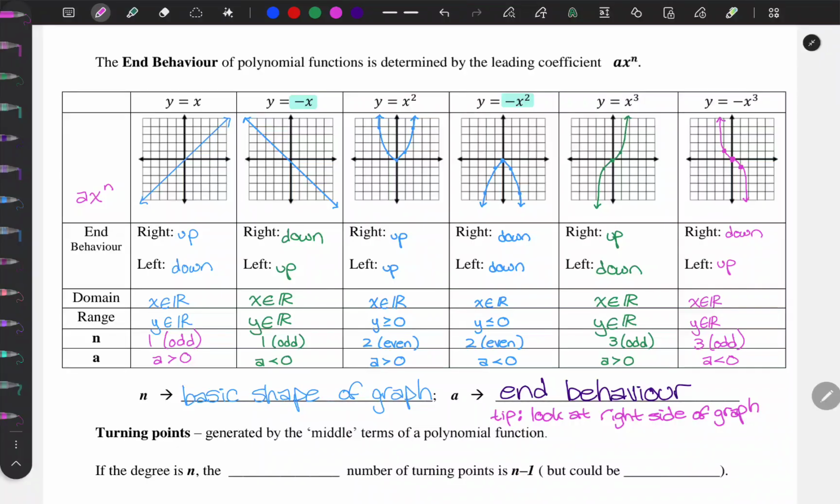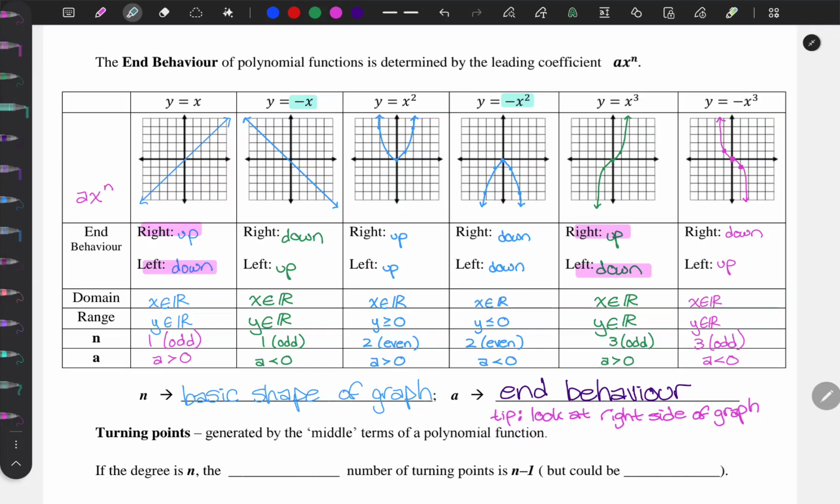The end behavior on the left may change. Notice that with an odd degree, it does the opposite. So let's look at the x cubed. It goes up to the right and down to the left. The same thing happens with y equals x, up to the right, down to the left. That will happen for any odd degree.